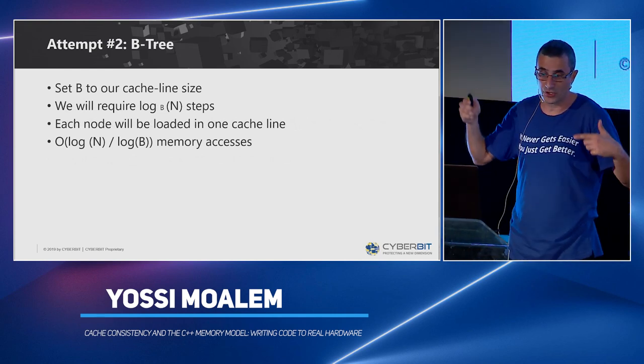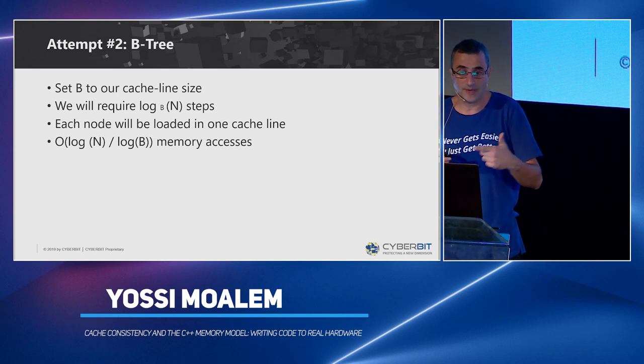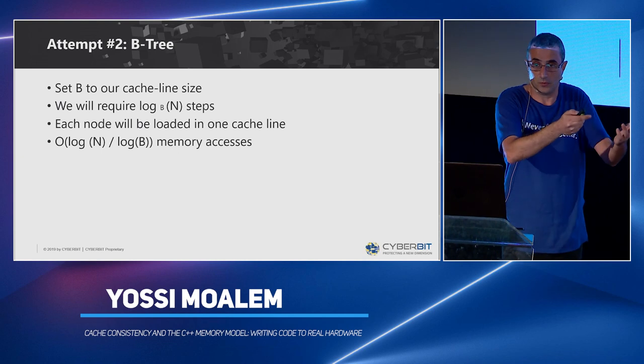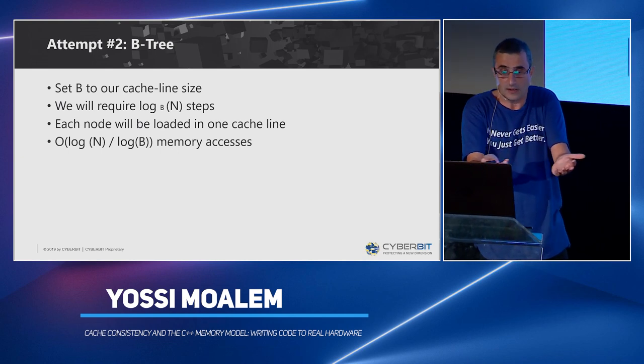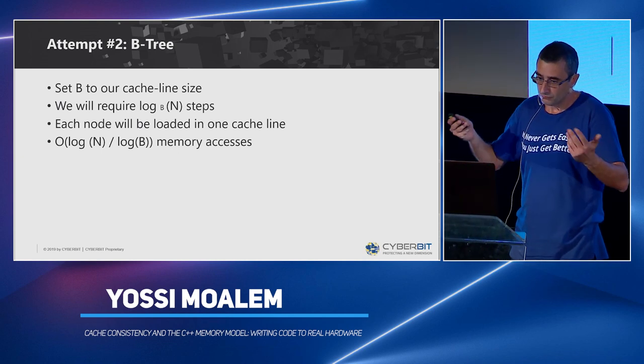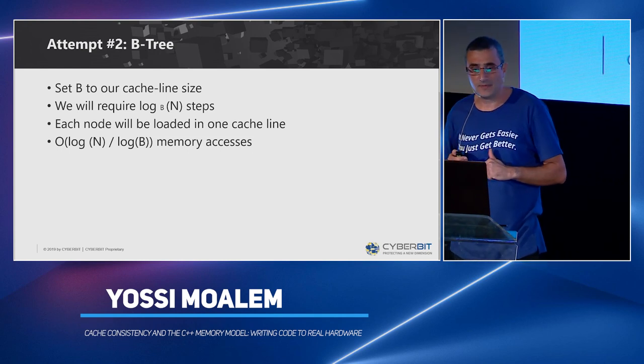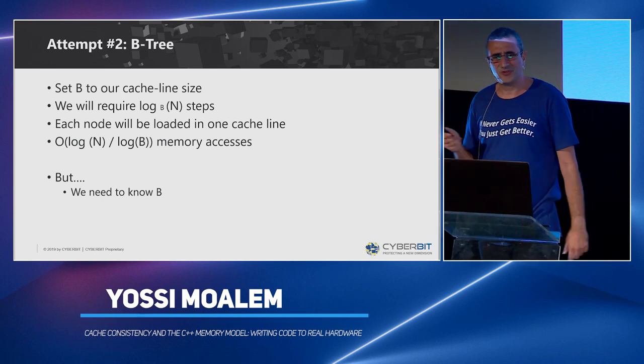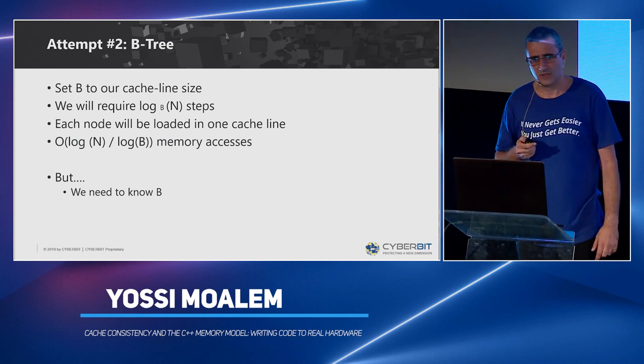A B-tree is much better. We'll just set the B to the cache line, and it will require log base B of n steps. Each one can be loaded within one cache miss. So it will require log n divided by log B memory accesses. But we need to know B. So that's a problem.